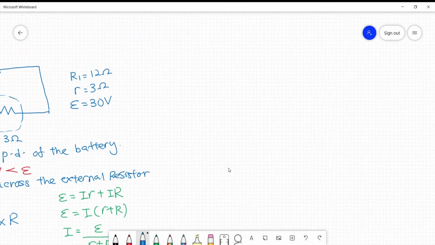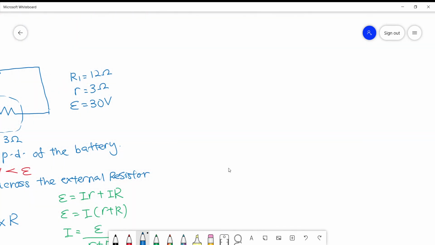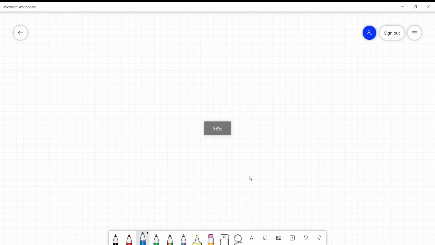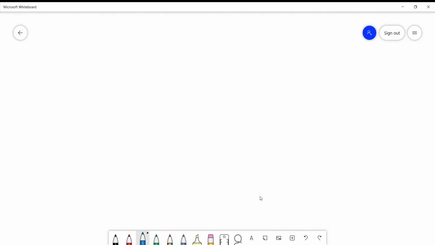Let's move on to question 2. Let me just zoom in. For question 2, I have my electromotive force, which is 6 volts, and the internal resistor is equal to 1 ohm.